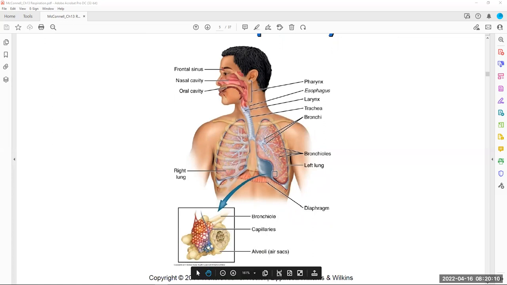It looks like a bunch of grapes, a bunch of circular structures, and these are really the air sacs. Crisscrossing these alveoli are the capillaries. It is very important to note that gaseous exchange, or the exchange of air, only happens at the level of the alveoli. That's the only place that it happens. Some people think, well, you have these two big lungs. No. It's only at the ends, at the level of the alveoli, which are crisscrossed with capillaries, that you have this exchange of air occurring.